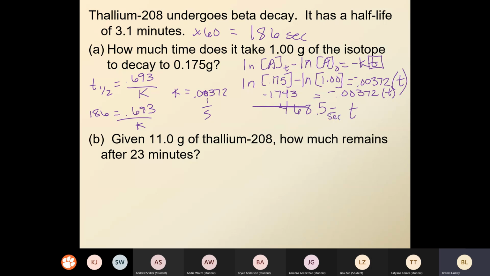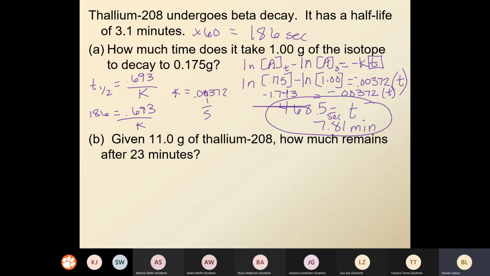Now, if this is a multiple choice thing, it may have it in minutes. So remember, to get to minutes instead of seconds, divide by 60. So this is going to be 7.81 minutes. Either of these would be an appropriate answer for how long it takes for that to occur. Now that we have k, we don't have to solve for it again. We can solve this secondary problem as well.